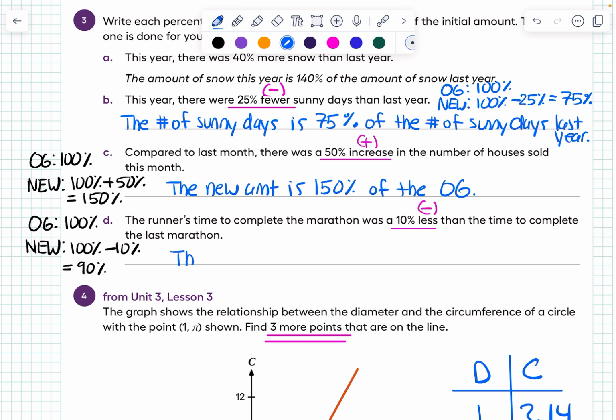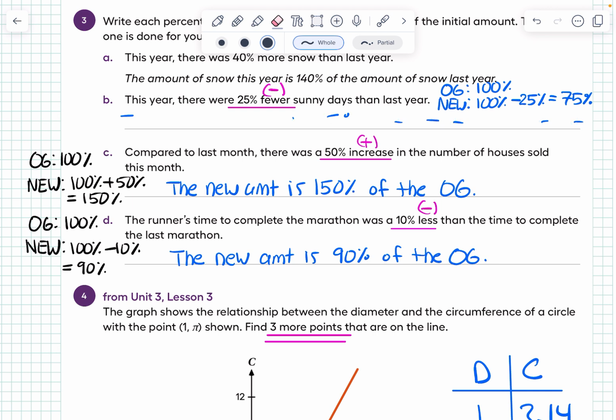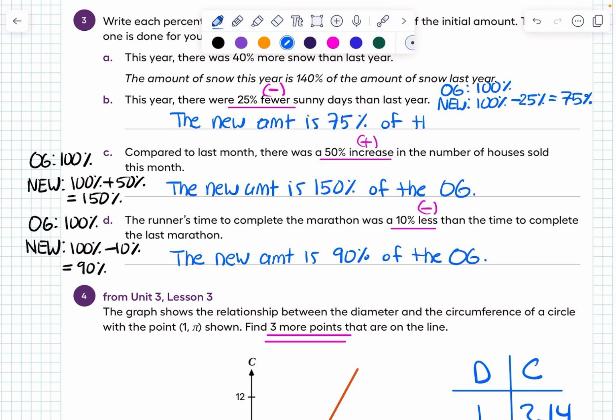All right, again, it's very wordy. Let's just focus on the new amount is 90% of the OG. I think we can just make this a lot simpler. As a matter of fact, I'm going to change B. And if you want to erase it, you can, or just leave it. That's okay. The new amount is 75% of the OG. I think we just got to make it simple.